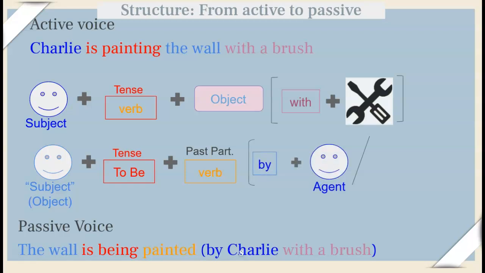Okay. Plus, if I want to give some credit to the agent, or if I know the agent, which was the previous subject, I can mention it. If not, I can just leave it out. So in this case, the real subject is called now the agent. Okay. And also, if I have an instrument, I can also mention the instrument with the preposition with plus the instrument. Okay, so in this case, first the wall, then the verb to be, as you see, is being. Both are verb to be, but together we are making the verb to be in present continuous. And then painted in past participle, by Charlie the agent, which is the real subject, and the instrument with a brush. Okay, we will do the Kahoot in class.